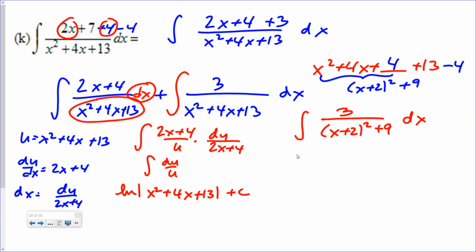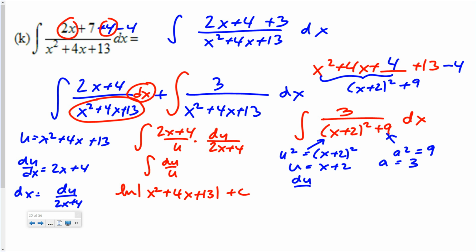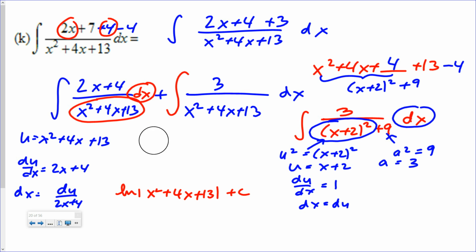Okay? What kind of problem could this become? An arctan problem. Why is it an arctan problem? Because my u squared is now x plus 2 quantity squared. My a squared is now 9. So u is equal to x plus 2. a is equal to 3. I go ahead and take the derivative of this. So the derivative is 1 and dx is du. I substitute two things. I substitute my dx. And be careful here. This one, I just substitute my u squared. That's all I substitute.